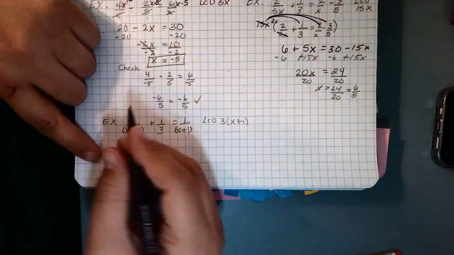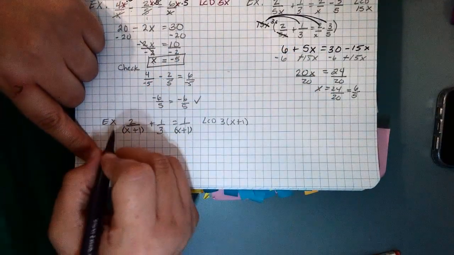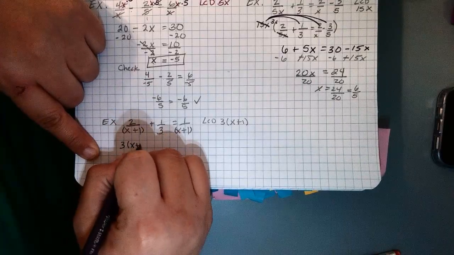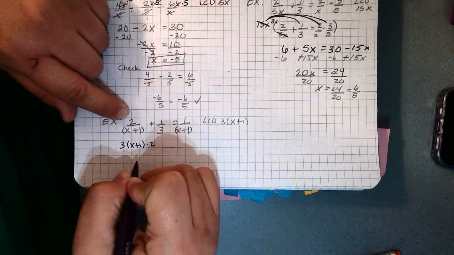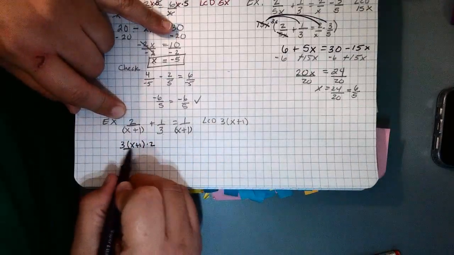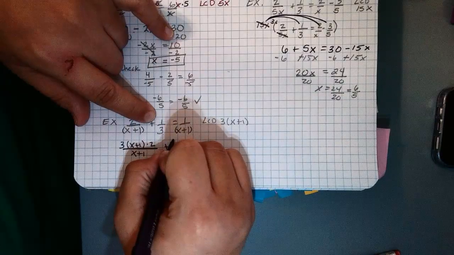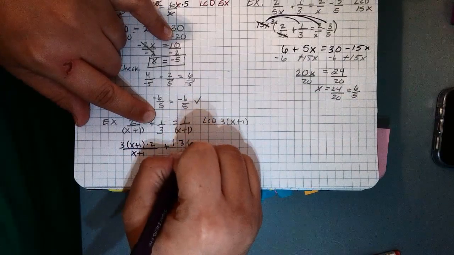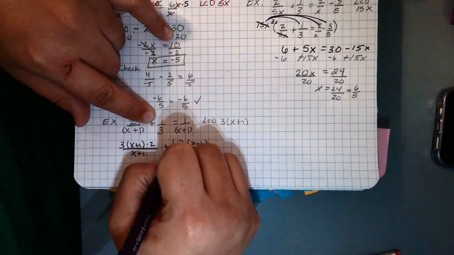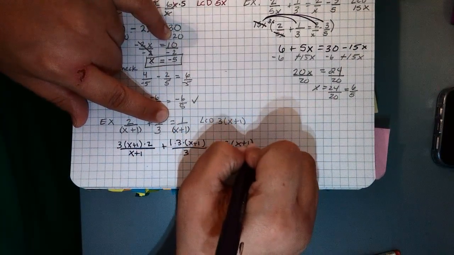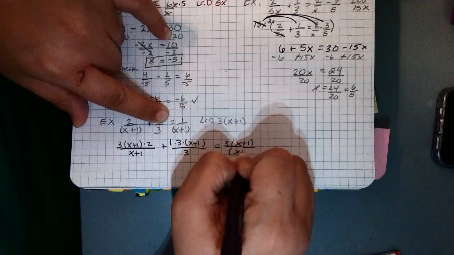Okay, and I'm going to show you how to do all this one. I won't do it in my head this time. I'll write it all out. We have 3 times x plus 1 times 2. So this numerator is still here. Plus 1 times 3 times x plus 1 over 3 equals 3 times x plus 1 over x plus 1.